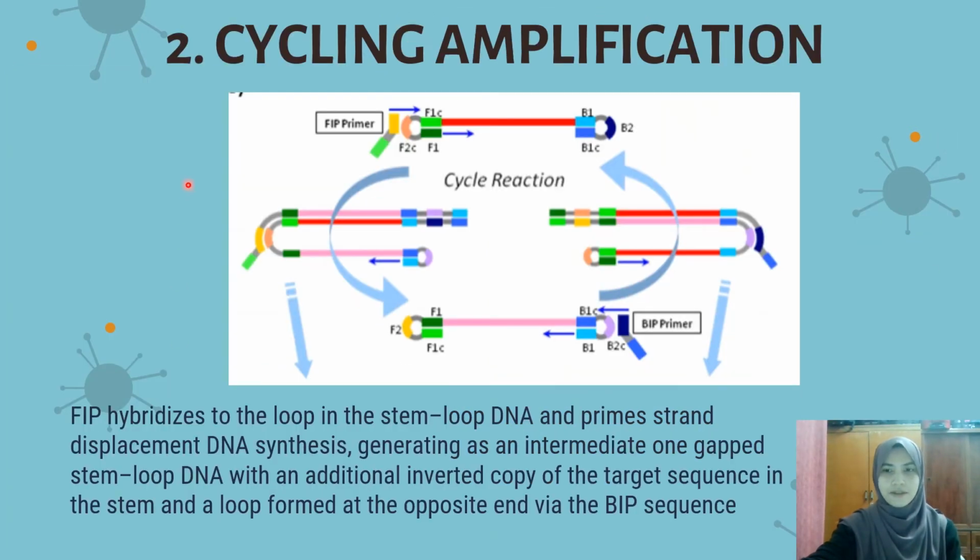The second step is the cycling amplification. The FIP primer will hybridize to the loop in the stem loop DNA and prime strand displacement DNA synthesis, generating as an intermediate one-gap stem loop DNA with an additional inverted copy of the target sequence in the stem and a loop formed at the opposite end via the BIP sequence.